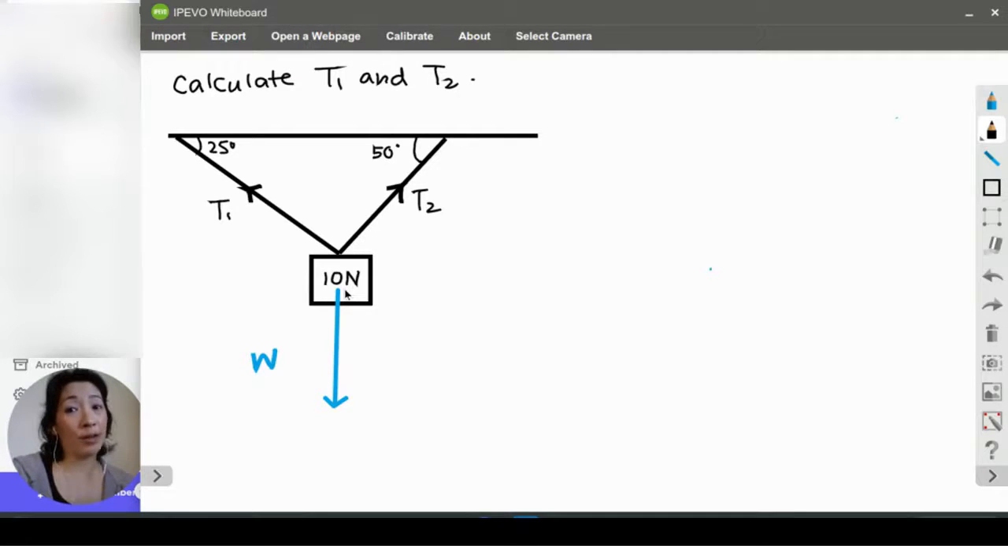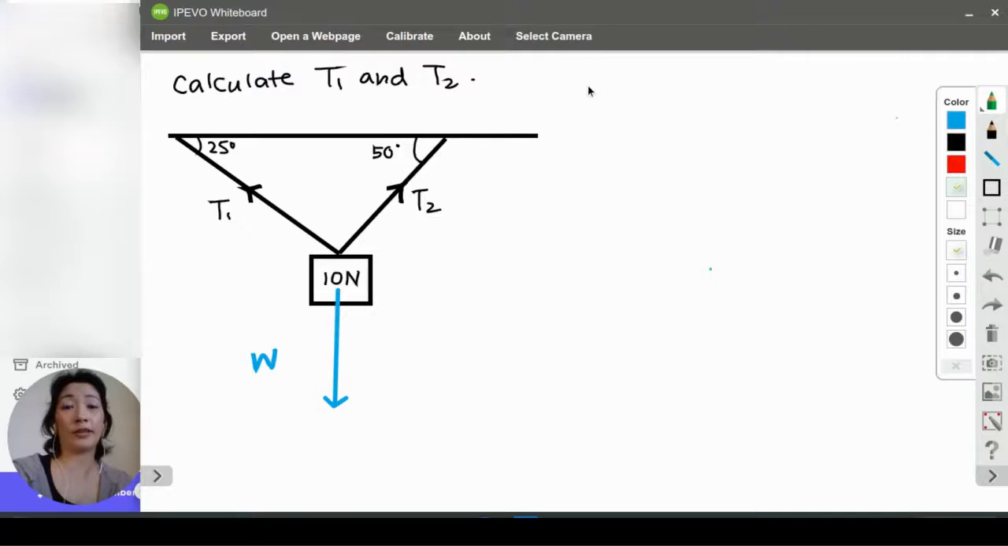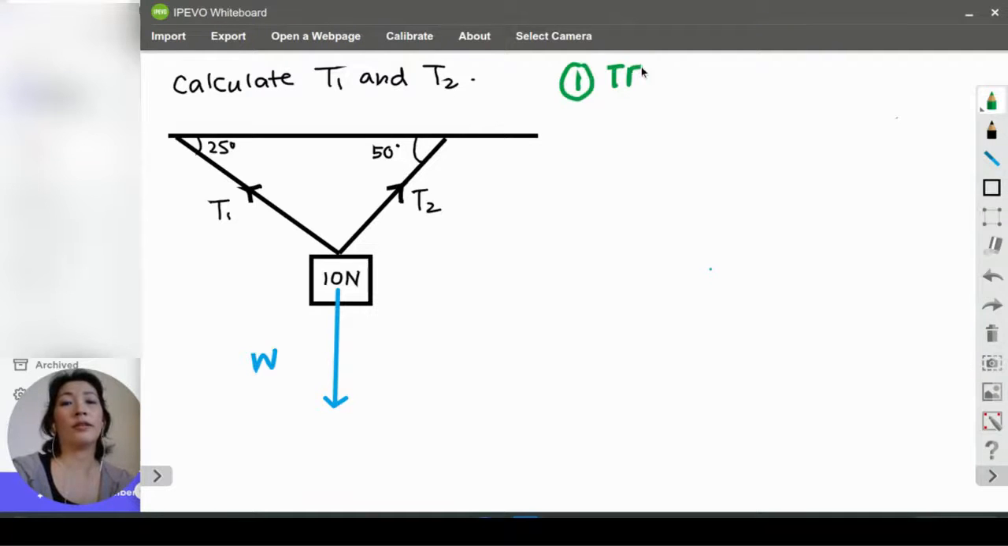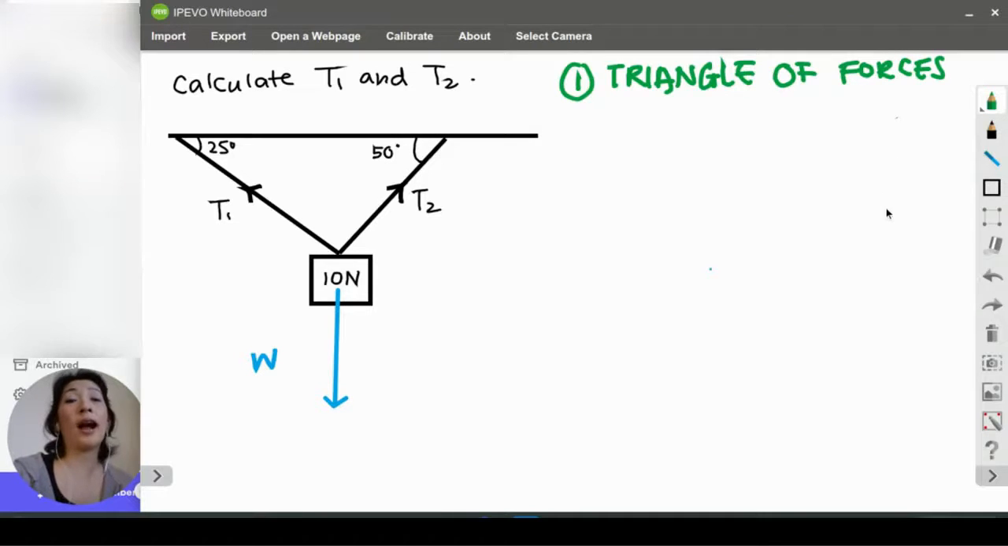Starting off with the calculation method first, just like for forces that are equal to each other, you can either solve this using the triangle of forces or you can resolve the forces. I will show you both. Let's start with the triangle of forces first. If you don't know how to draw the triangle of forces, like I said, please watch the other video first, because in that video, I talk about what this triangle of forces is and how to obtain it. Let's get right to it in this video.